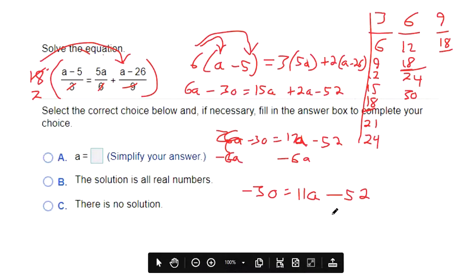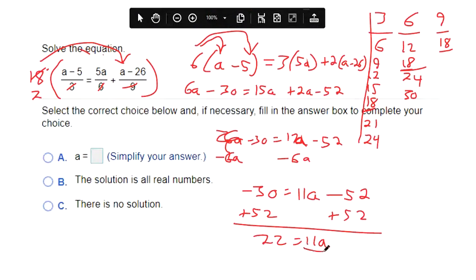And then we're trying to get a by itself, so let's add 52 to both sides. So negative 30 plus 52, that's like saying 52 minus 30. Oh, it's going to come out to an integer. Divide both sides by 11. So a is 2, a non-decimal number.